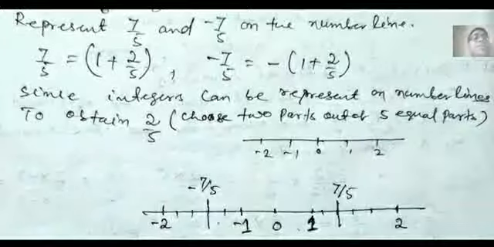Now, representing rational numbers on the number line. Here is a simple question. Suppose you want to represent 7 by 5 and minus 7 by 5 on the number line. First, obtain this number in the mixed form, 1 plus 2 by 5, if you split this one. Similarly, minus 7 by 5, take minus common, keep it outside, 1 plus 2 by 5.